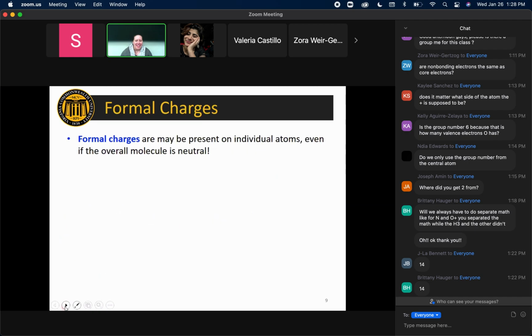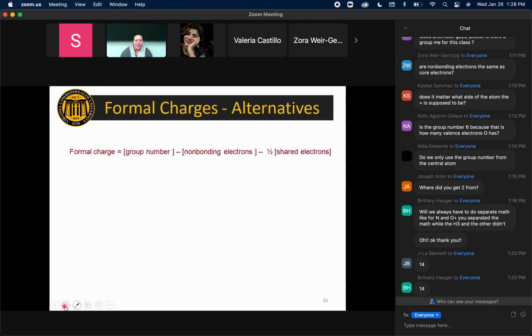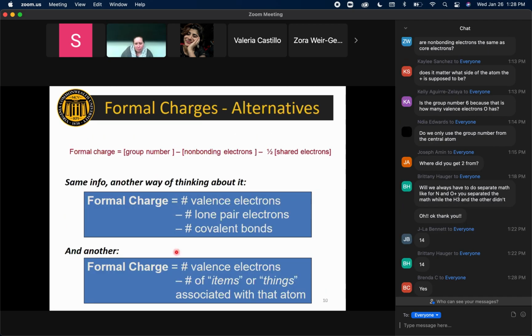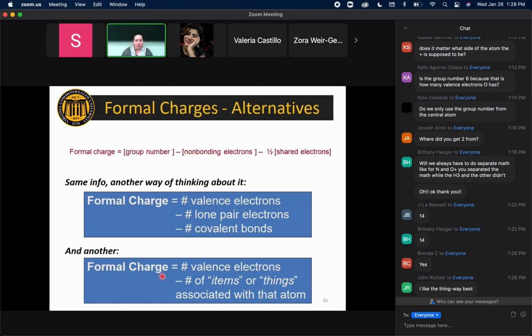Again, thank you. All 3 of these methods of approaching formal charge are correct. It doesn't matter which one you use. I'm not going to give you any of them on a test, so everyone can choose for themselves.